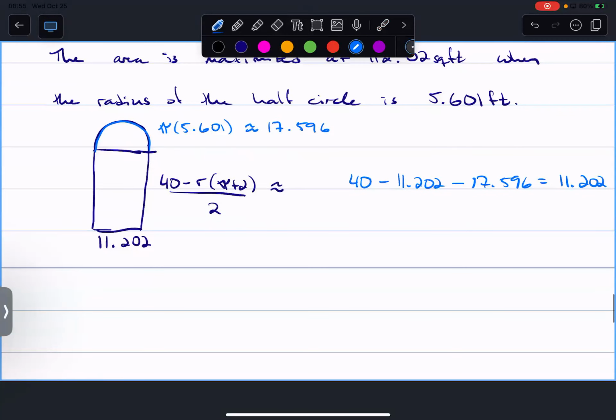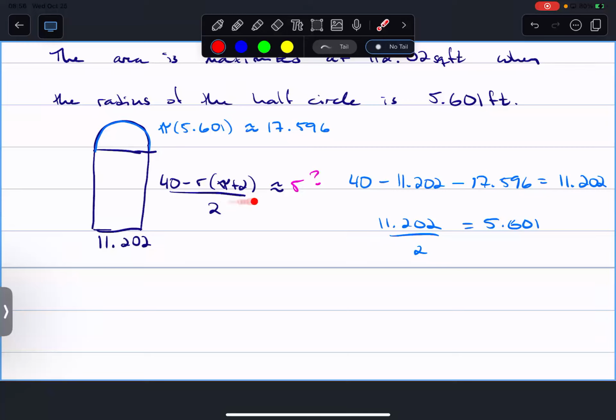I just don't see it. And then 11.202 divided by 2 because it's split evenly. It is r. It's a mystery to me. I'd have to spend more time working on it. We'll parking lot it. It does work.